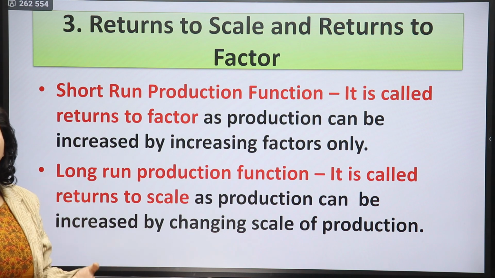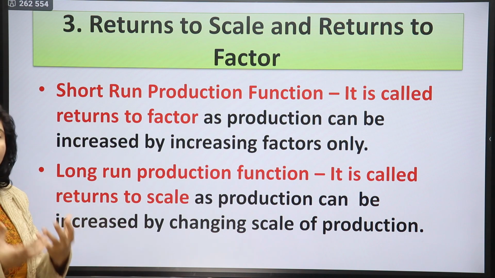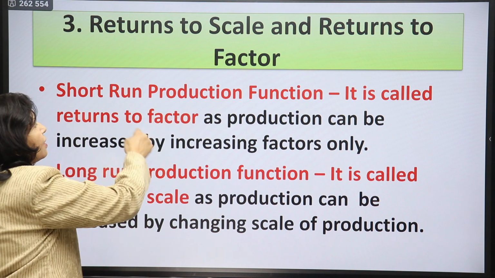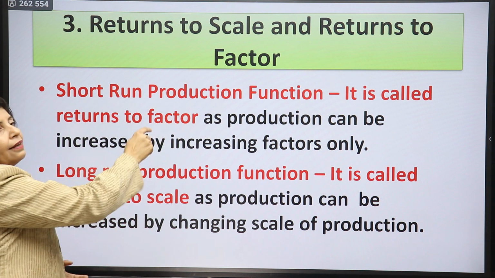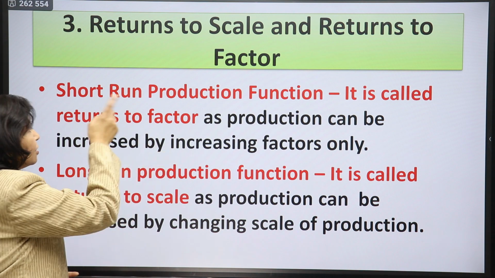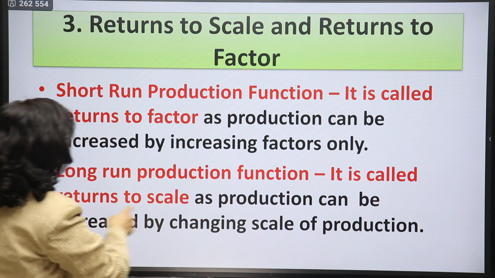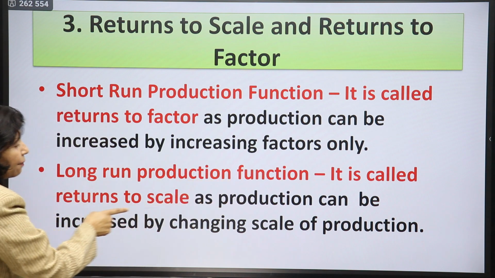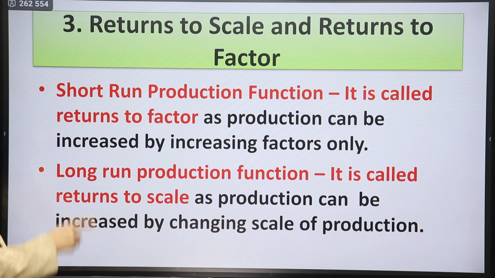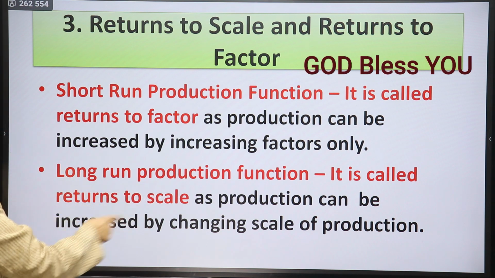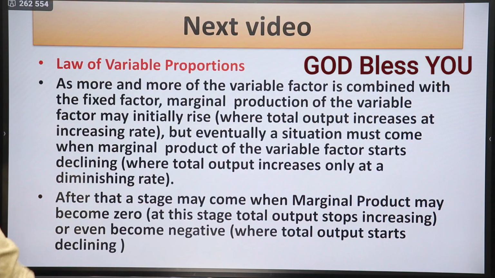What is returns? That is the amount of production that accrues to your factor. So here production can be increased only due to factor increase and not by scale increase. That side is known as returns to factor. In the long run production function, it is called returns to scale because scale can be changed, and that's why this is known as returns to scale, as production can be increased by changing the scale of production.